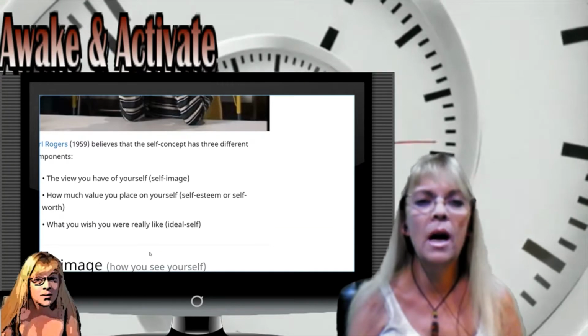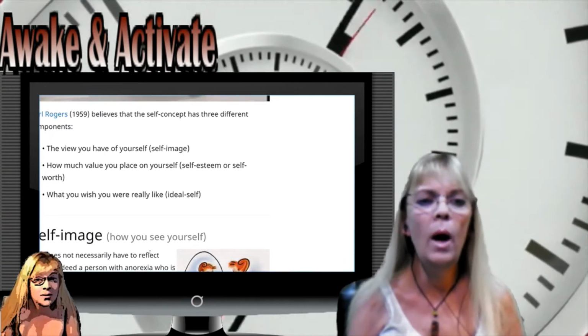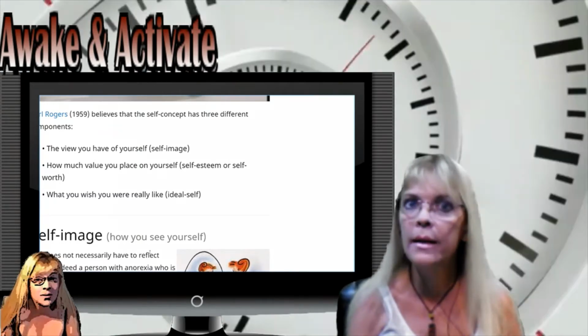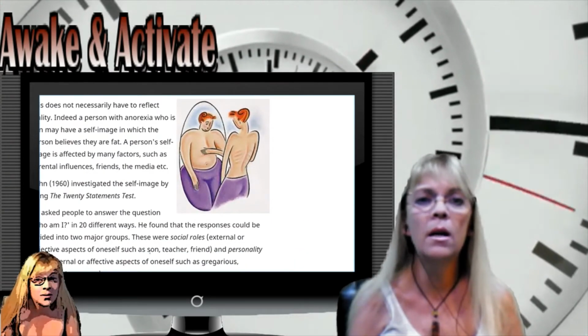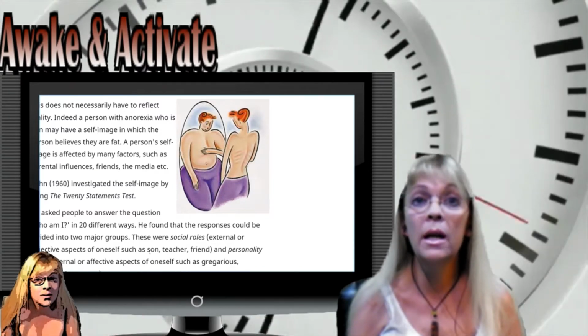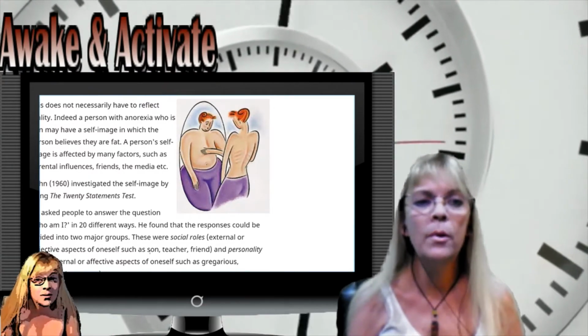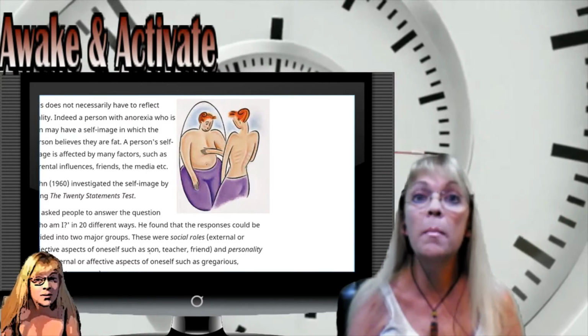Carl Rogers, in 1959, believed that the self-concept has 3 different components. Number 1, the view you have of yourself (self-image). Number 2, how much value you place on yourself (self-esteem or self-worth). And number 3, what you wish you were really like (the ideal self). Self-image is how you see yourself. This does not necessarily have to reflect reality. Indeed, a person with anorexia who is thin may have a self-image in which the person believes they are fat. A person's self-image is affected by many factors such as parental influences, friends, the media, etc.